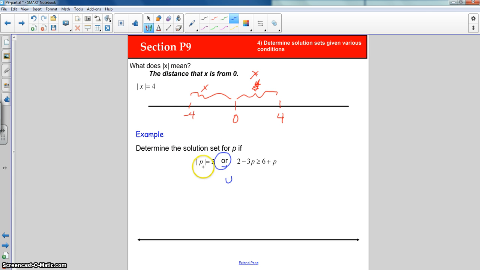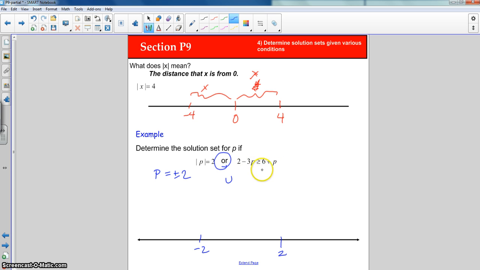So if I have absolute value of p is equal to 2, that means that p is going to equal plus and minus 2. Okay, and then I can put that on a number line. So here's negative 2, here is positive 2, and then if I go ahead and solve this, 2 minus 3p, so let's see, I'm going to add 3p.